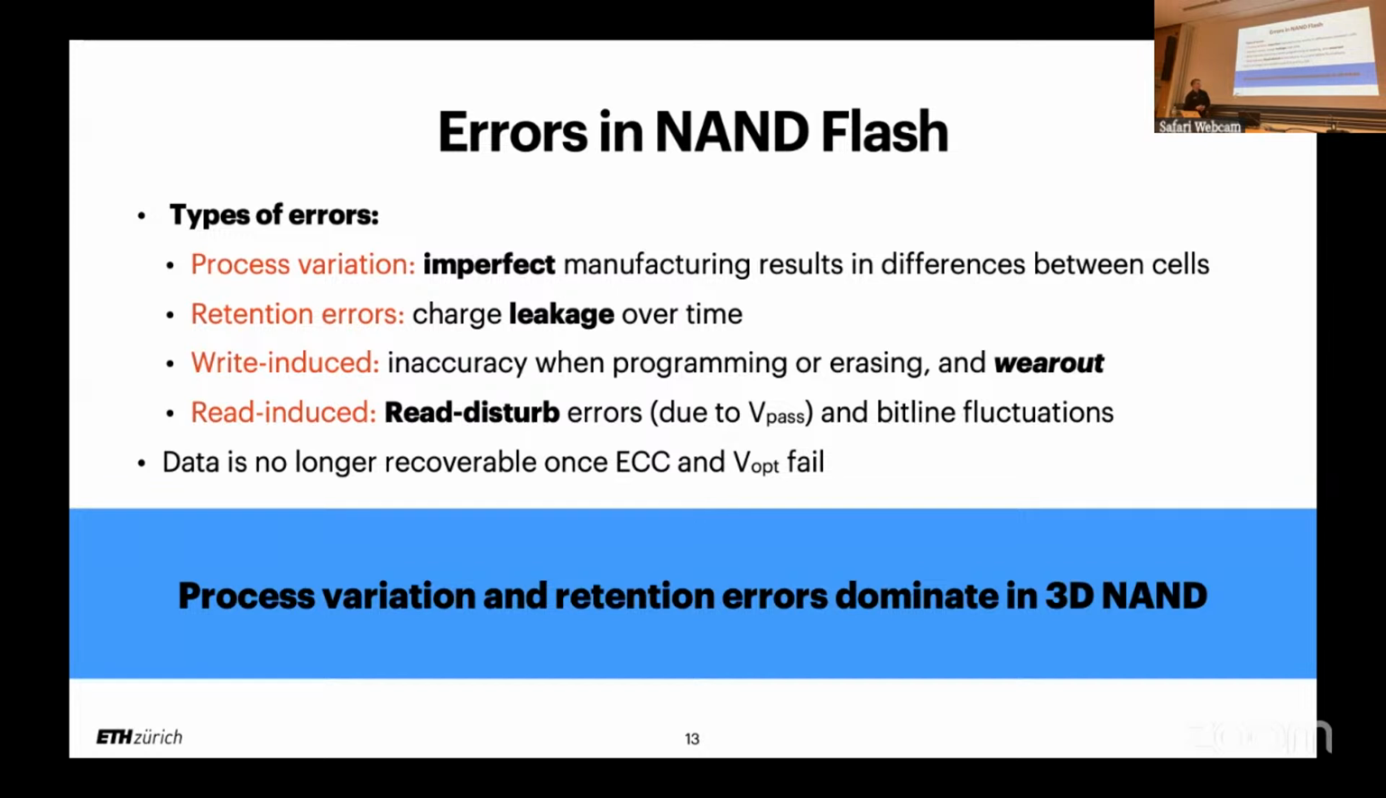So noteworthy is that the main ones we care about in this presentation are process variation and retention errors, because these are the most severe for 3D NAND. So this is what the paper looks at.